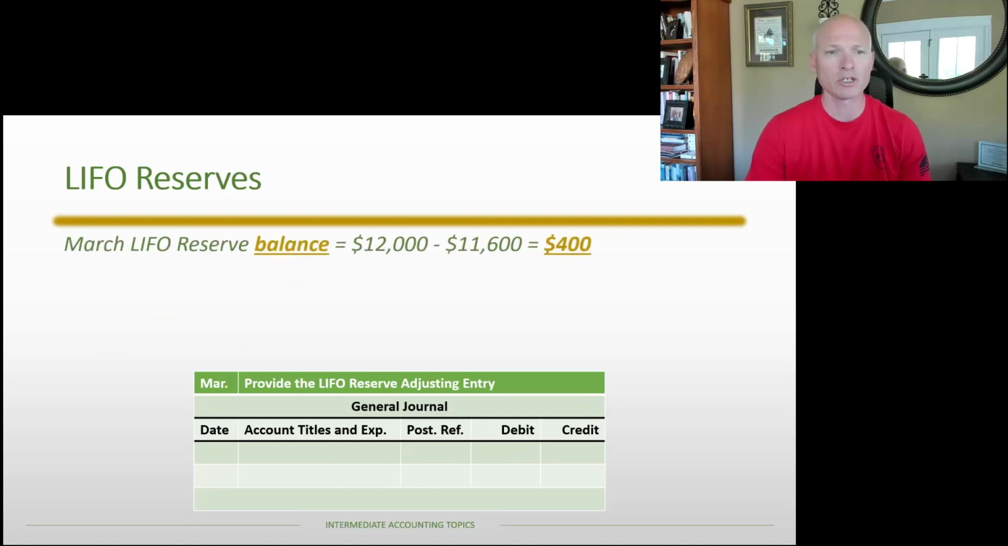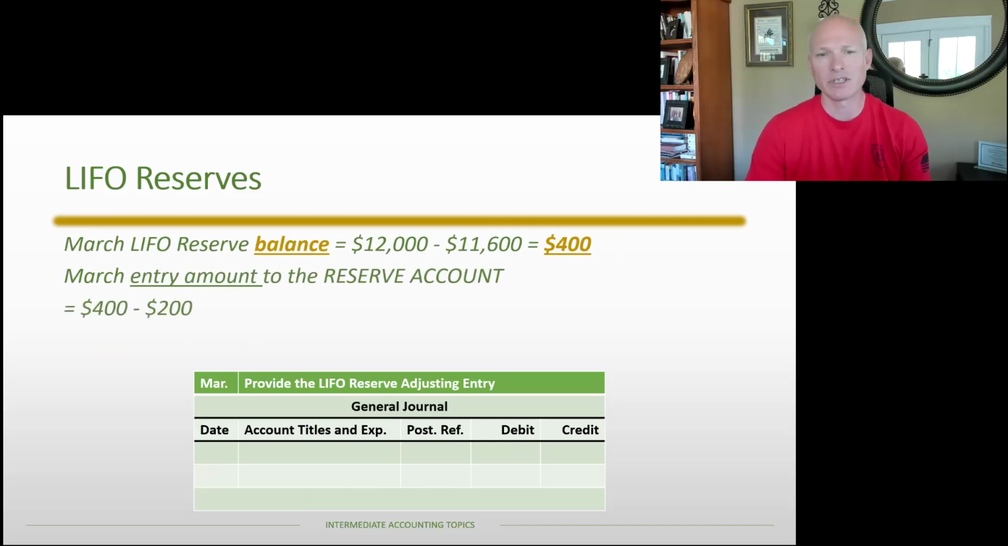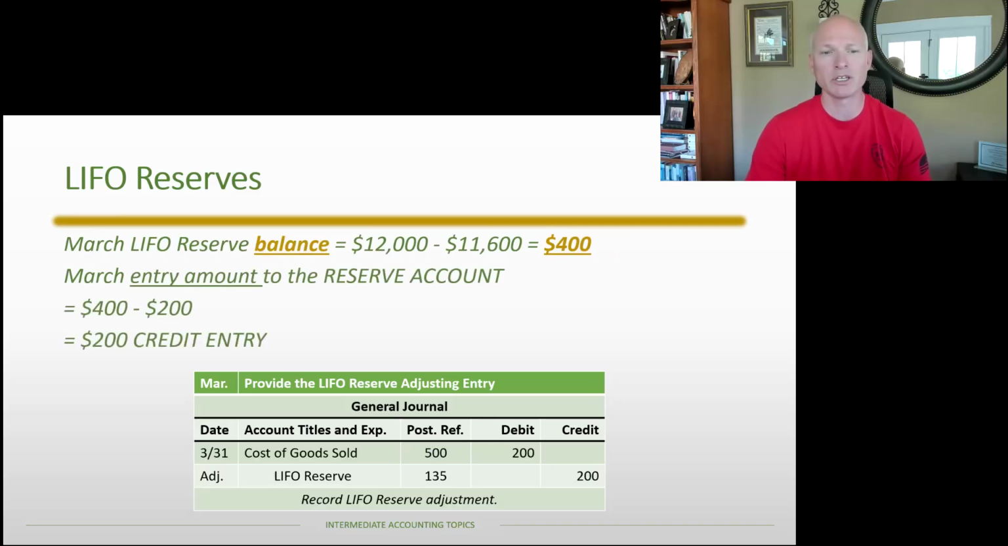And the last one, March, the balance was $400. Hopefully it's pretty easy by now. Obviously that's a $200 increase, which means we need to credit the LIFO reserve, which would be offset by a debit to our cost of goods sold. Again, the whole idea here is that now our cost of goods sold reflects LIFO, but our balance sheet reflects FIFO in the inventory account. But the inventory account with the LIFO reserve is a LIFO asset balance. It's just in two different accounts.